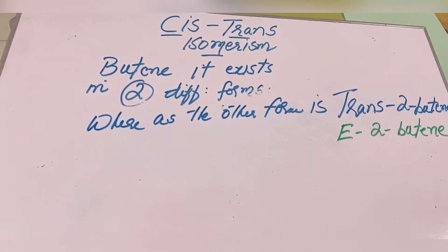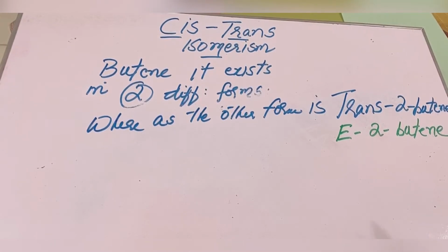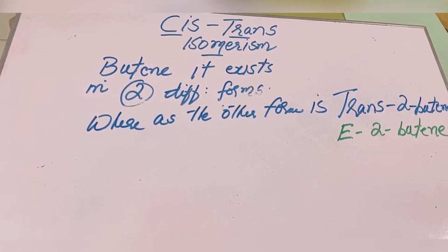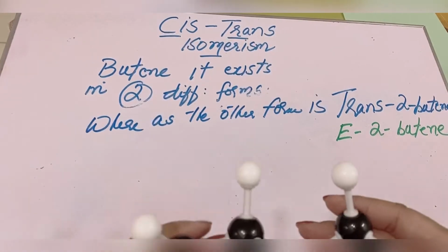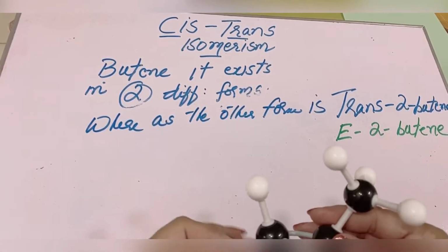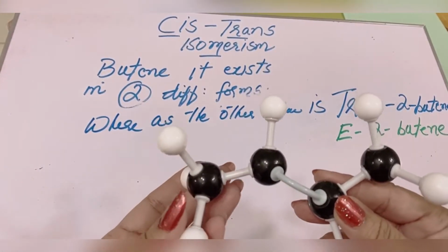Now what was that Z and what was that E? I will tell you in the next few minutes. So now let's look at the model of trans-2-butene, the isomer, right? The trans-2-butene. Now here simply you can see the model of trans-2-butene.